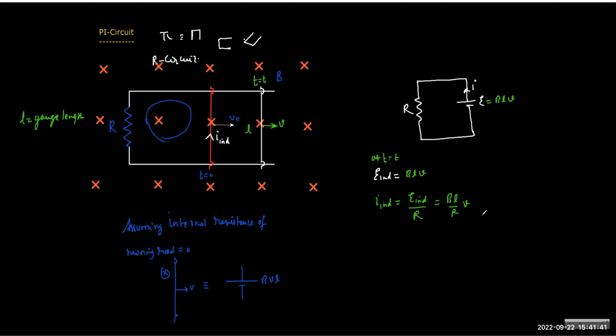And mind you, V is a variable. So current will persist in the circuit as long as the rod is in motion. The moment the rod comes to rest, the current will cease to exist. So this part is also very logical. But the next part is, we have discussed the current, and current will depend on speed. So our goal is, can we determine the velocity as a function of time t?